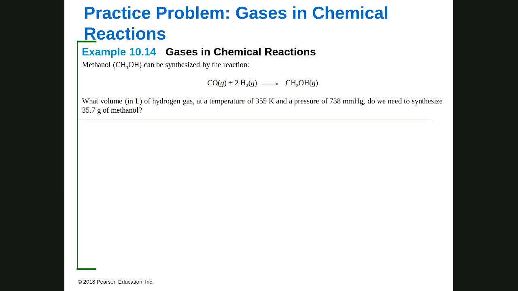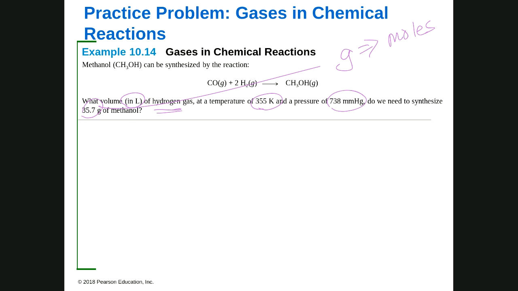All right, so gases in a chemical reaction. We've got methanol. We're making methanol. So we're synthesizing that from carbon monoxide and hydrogen gas and doing a bunch of other stuff to it, right? What volume in liters of hydrogen gas at a temperature of 355 Kelvin and a pressure of 738 millimeters of mercury do we need to synthesize 37.6 grams of methanol? When I see grams, I think moles, right? Grams, think moles. All right, so that's kind of my PV equals nRT, because whenever I have to find moles, that's the n in that formula.